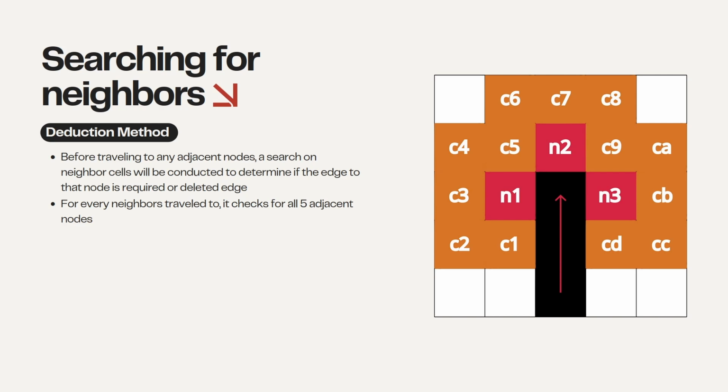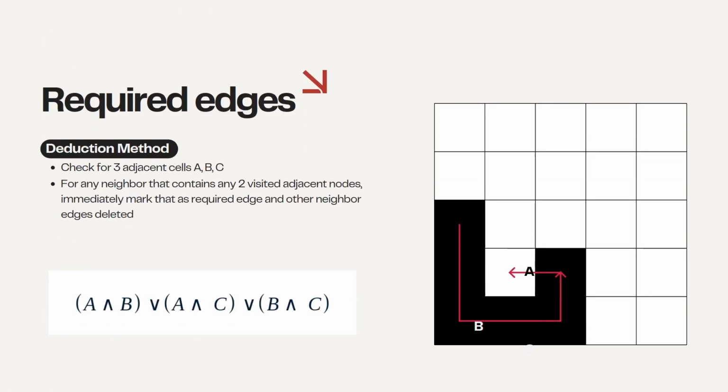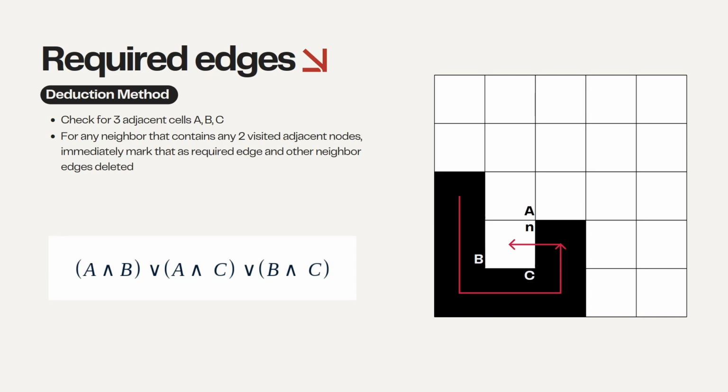For example, for N1, we check the cells C1, C2, C3, C4, C5, and the same goes for N2, which is C5, 6, 7, 8, 9. So, how do we define a required edge? A required edge is when a neighbor cell has 2 of the 3 adjacent blocks, A, B, C, visited, we will mark this cell as a required edge.